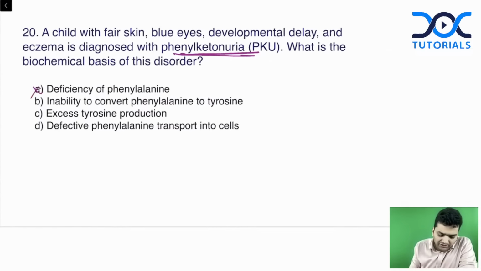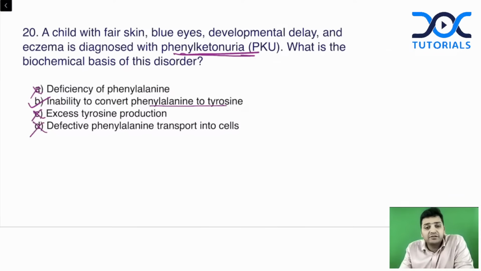So now, if they're asking what is the biochemical basis, is it deficiency of phenylalanine? No, it's not deficiency. Is it unable to convert the phenylalanine to tyrosine? Yes. Is it excessive tyrosine? No, tyrosine is less. Is it defective phenylalanine transport? No, right? It's the phenylalanine to tyrosine conversion that is not happening.